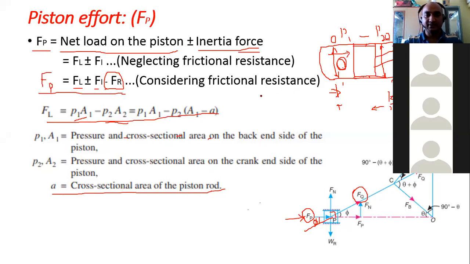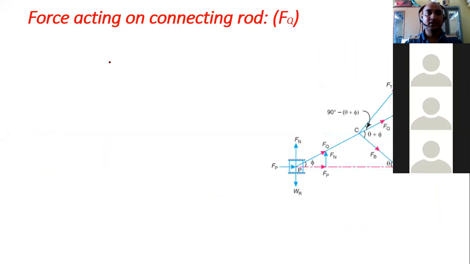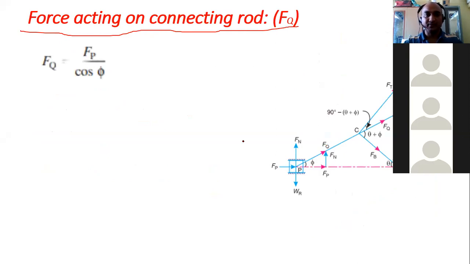Considering frictional resistance. If you don't consider that, then it must be only FL plus or minus Fi. Okay, so next is force along the connecting rod, the force acting on the connecting rod. So that is Fq. Now what is Fq? Already we have mentioned the equation for that. You know, Fp is equal to Fq cos phi.